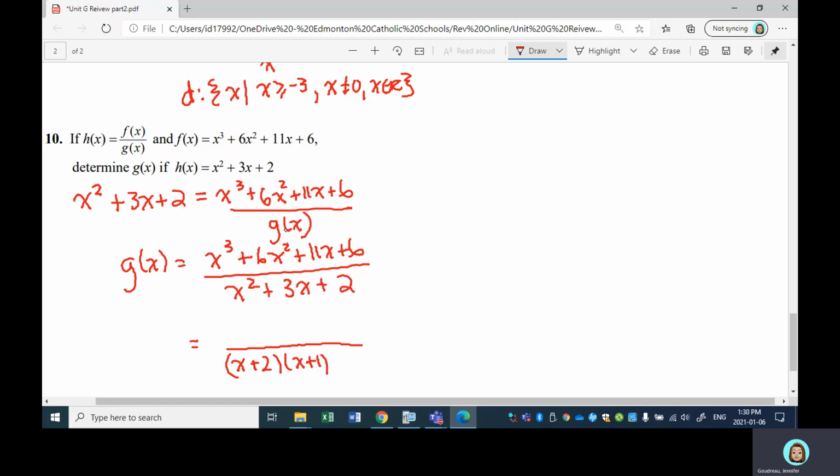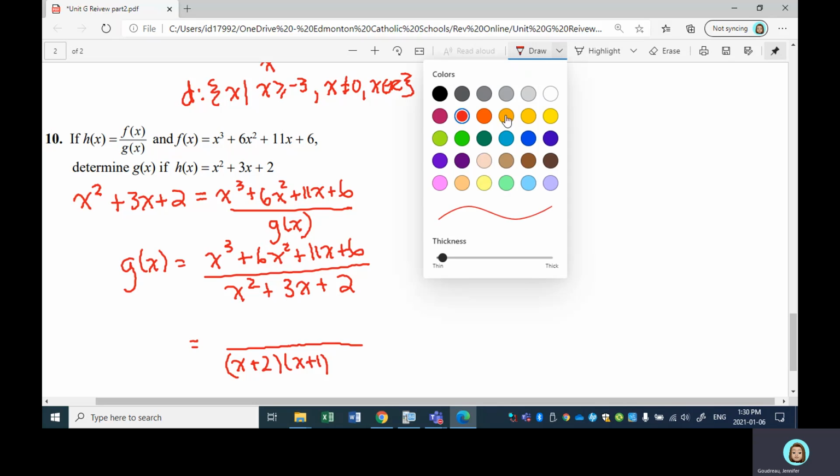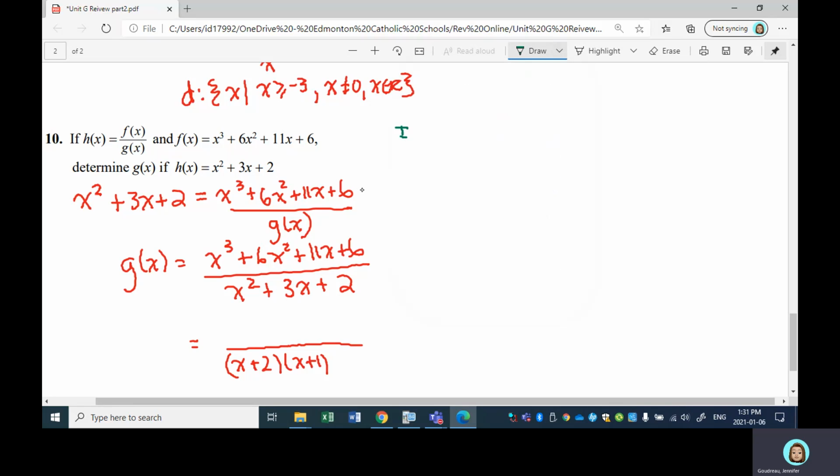Now, factoring the numerator, though, that's a good review of Unit C of polynomials. Okay, so how do we factor a cubic polynomial? I'm just going to do this little side calculation in a different color. We want to start with our potential zeros, which come from our constant. So plus and minus 1, plus and minus 2, plus and minus 3, plus and minus 6.